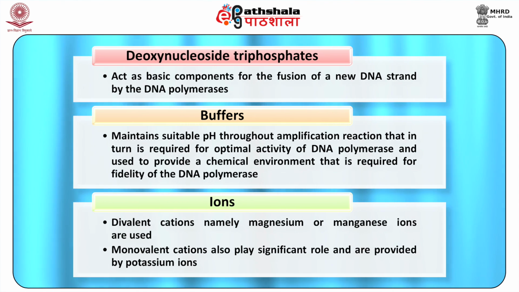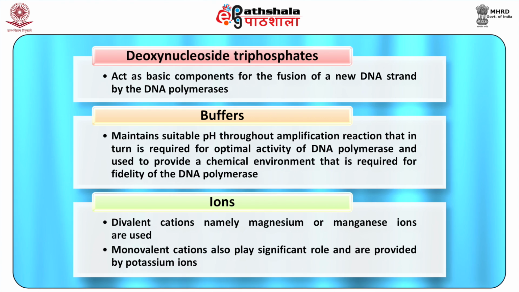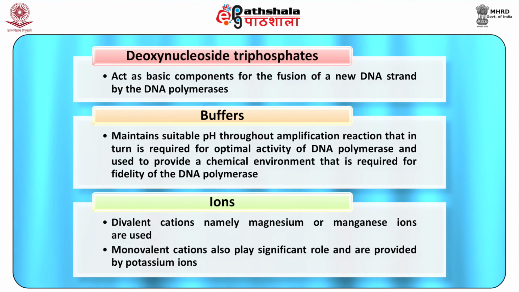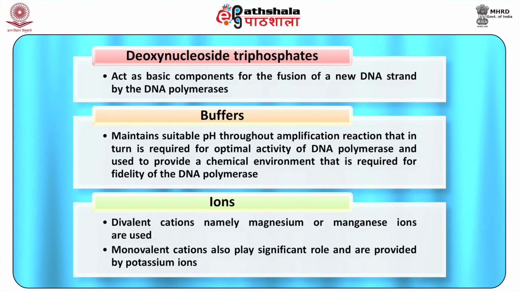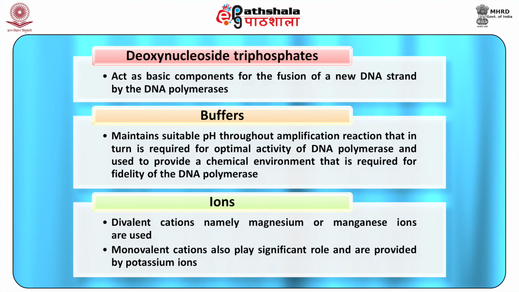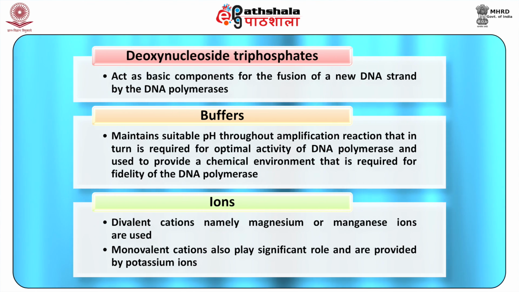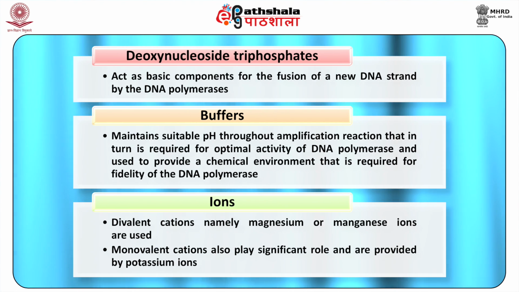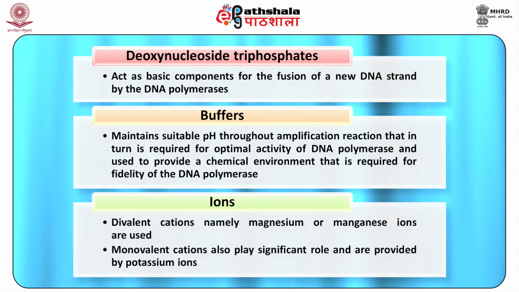such as Mg2+, which is used because higher Mn2+ concentration increases the chances of error in the course of DNA synthesis, but Mn2+ can be utilized for PCR mediated DNA mutagenesis. Monovalent cations also play a significant role and are provided by potassium ions.